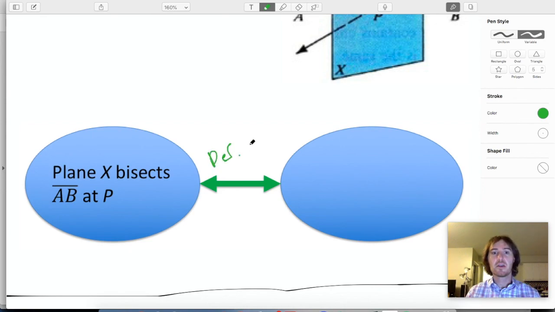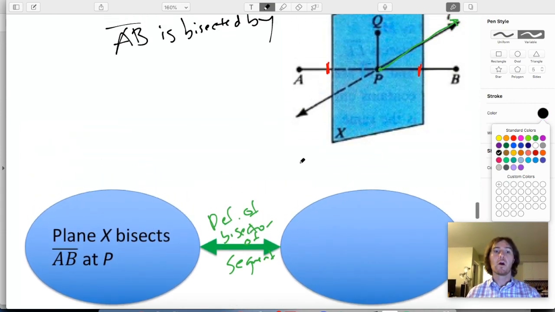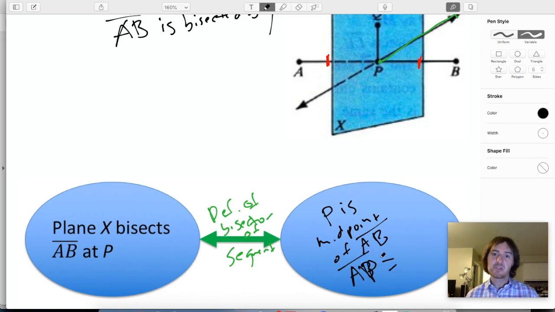So this is the definition of bisector of segments, of segment bisectors. This kind of goes by a few words, definition here. So if we knew that plane X bisects AB at P, what could we conclude, right? Well, we can conclude that P is the midpoint of AB, okay? If plane X bisects AB at P, then plane X is going through the midpoint of segment AB, thus bisecting it. Thus, we can conclude that AP is congruent to PB, and that is that.